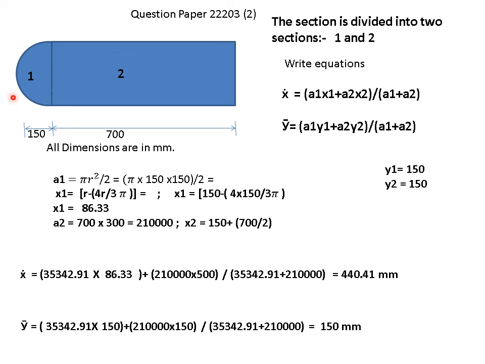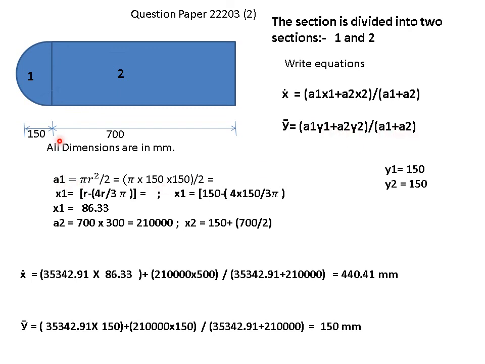X bar, I have to measure from this extreme left edge. From this point I have to measure the x bar distance in this direction, the x direction. So let us see the same equation again. Since two figures are there, x bar is a1 x1 plus a2 x2 divided by a1 plus a2. Y bar is a1 y1 plus a2 y2 divided by a1 plus a2.